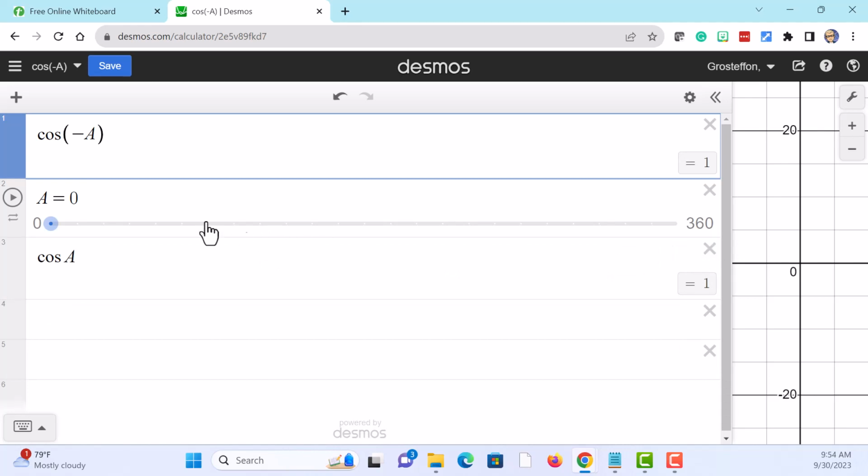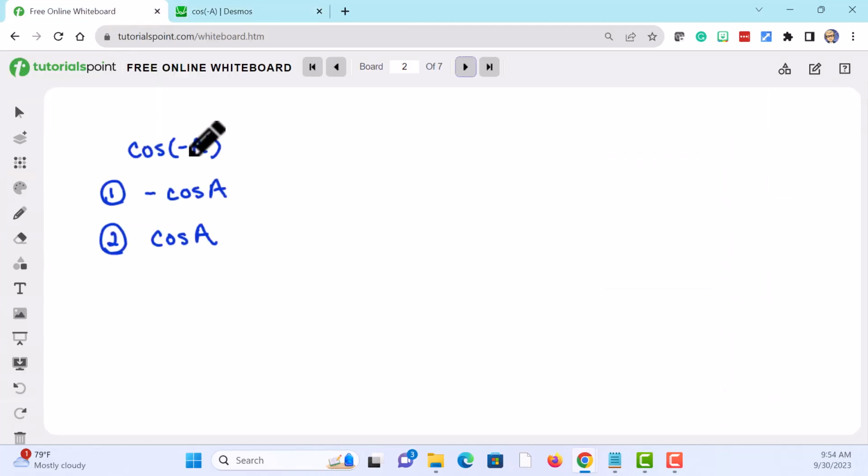And again, we want to double check and make sure that these two expressions are equal to each other for different values of a. So let me run the animation. And we can see that no matter what value of a we pick, cosine of minus a is equal to cosine a. So cosine of minus a is equivalent to cosine of a. We say that those two expressions are equivalent to one another.